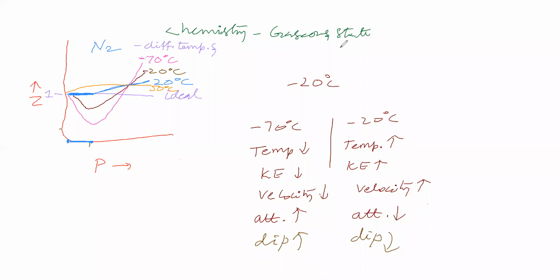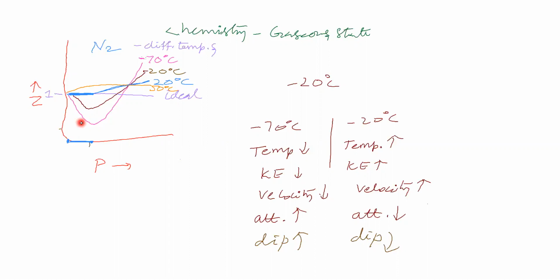Now you see the negative deviation. For minus 70 degrees Celsius, the magnitude of negative deviation dip is this much. At minus 20 degrees Celsius, the dip is this much. At 20 degrees Celsius, no negative deviation at all. At 50 degrees Celsius, only positive deviation. So this experimental fact says that on raising the temperature, the magnitude of negative deviation gets reduced.